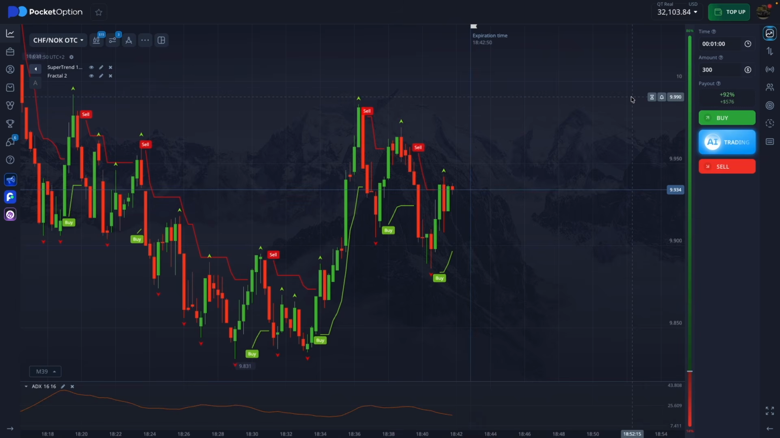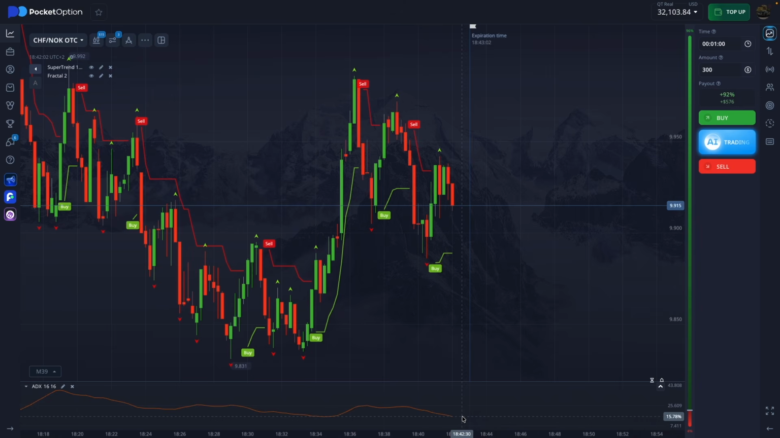Now I will explain the strategy itself. So I open the chart, set up all the indicators, and first of all I look at the indicator called ADX. This indicator shows the strength of the current movement. It doesn't matter where the movement is directed. It can be directed upwards or it can be directed downwards. The higher the value on the ADX indicator, the stronger the current movement is. And to make trades, I need the ADX indicator to show a value greater than 20.